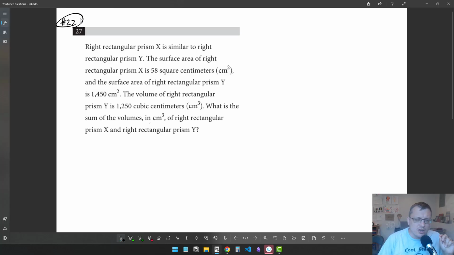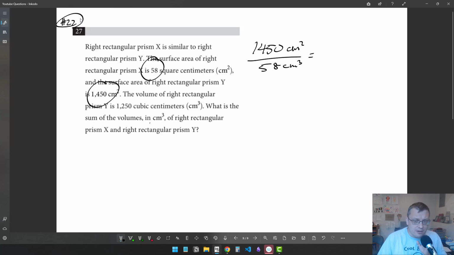So the mistake is to say, look, these are similar prisms, so the sides are proportional to each other. In this case, the surface areas of these prisms are 58 and 1,450. And we might say, I can find the scale factor between these two prisms. If I divide the 1,450 by the 58, I will find how many times bigger the large prism is than the small. And when I put that in my calculator, I'll find 25.